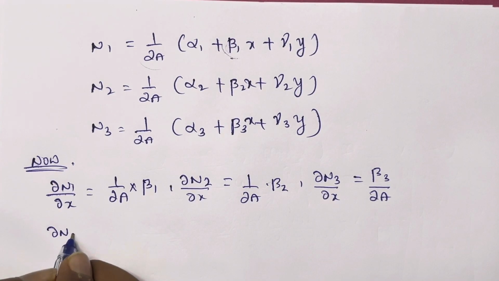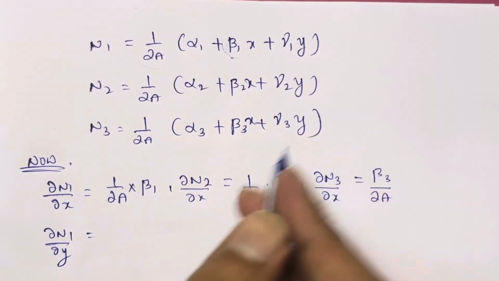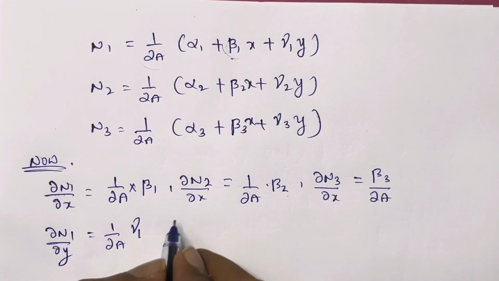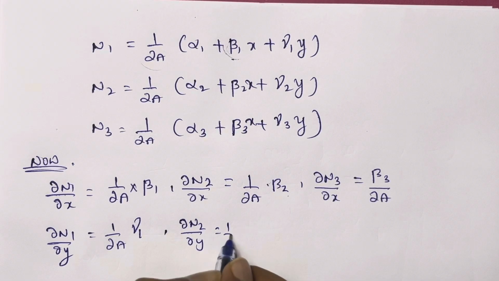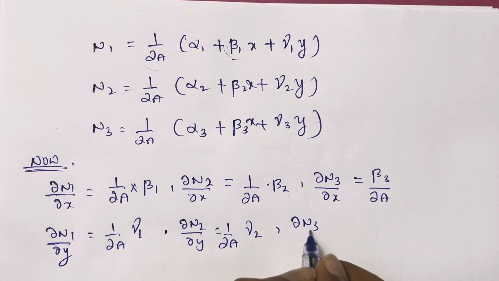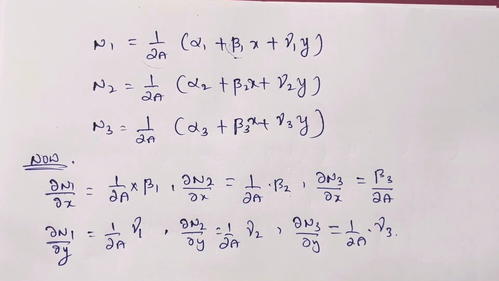Similarly for the second one, N1 with respect to y. Now here we have only the y component, so dou N1 by dou y is 1 by 2A gamma 1, dou N2 by dou y is 1 by 2A gamma 2, and dou N3 by dou y is 1 by 2A gamma 3.